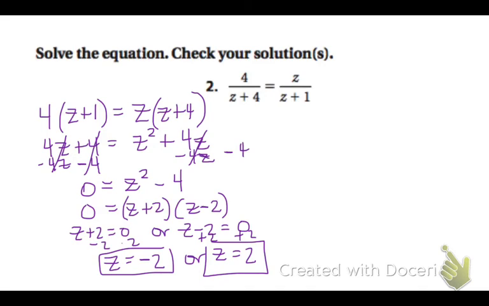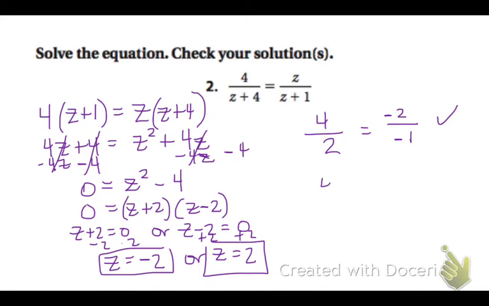We won't know until we substitute them in. So negative 2 plus 4 is going to be equal to 2. And then we're going to have negative 2 over negative 2 plus 1, which will be positive 2. So 4 over 2 is 2, and a negative 2 over a negative 1 is also a positive 2. So the first one checks out. The negative 2 checks out.